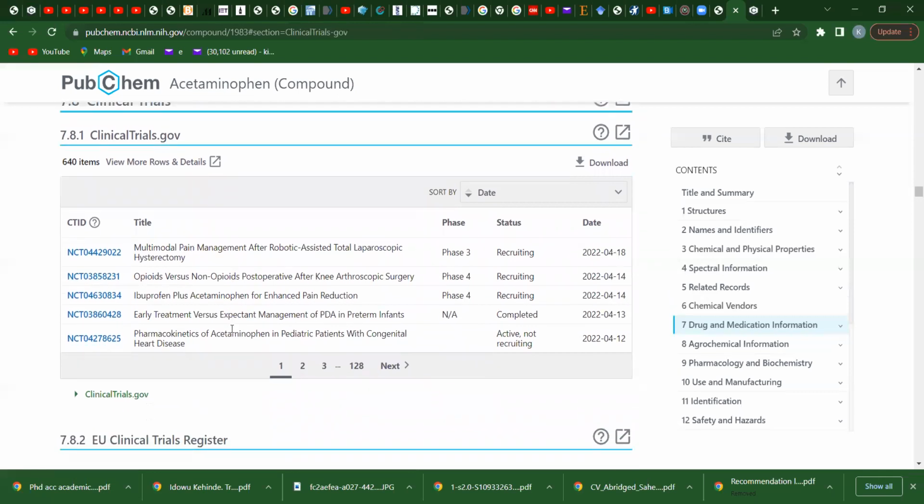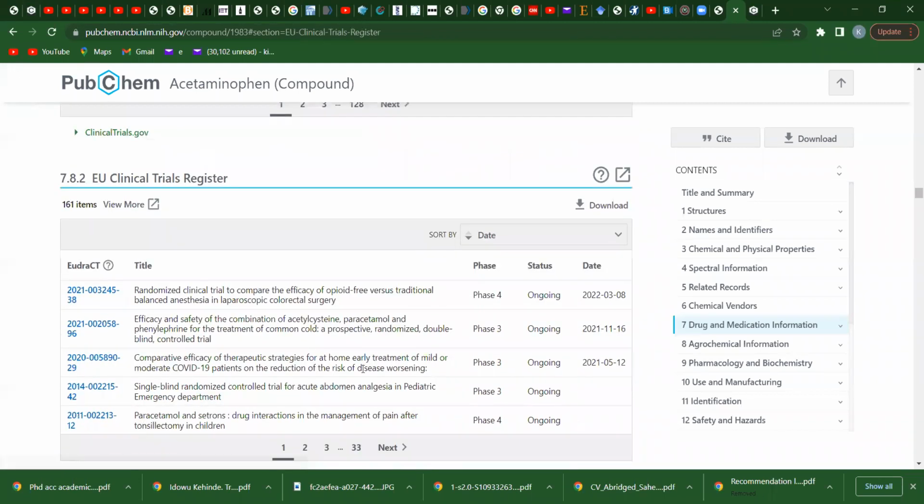So it gives you opioid versus non-opioid management after laparoscopic surgery. So they are using the drug on this. Can you see? These are clinical study numbers. There are a lot of studies going on. Can you see? This is 1 out of 188 pages on that. So this gives you a lot.